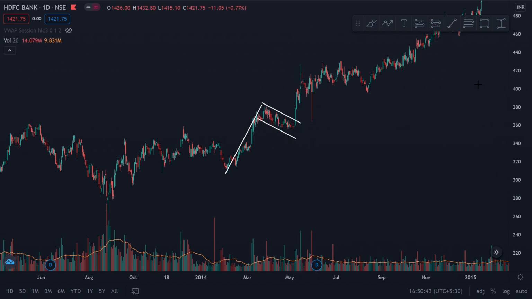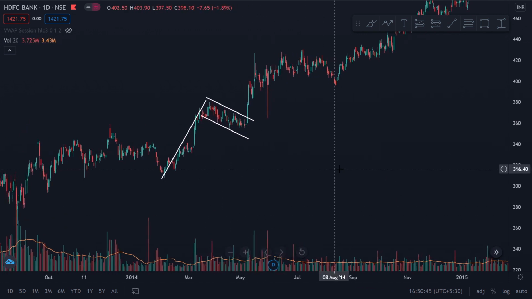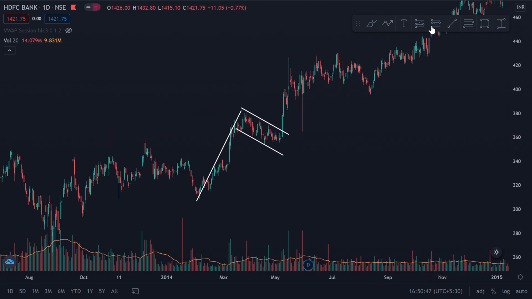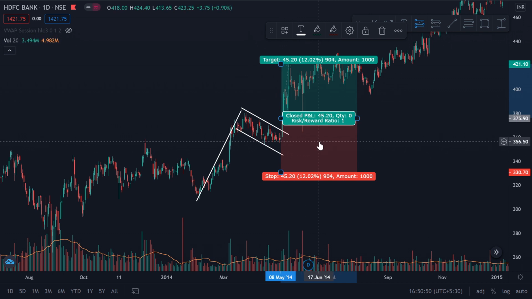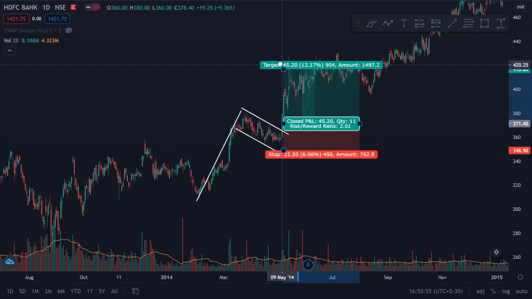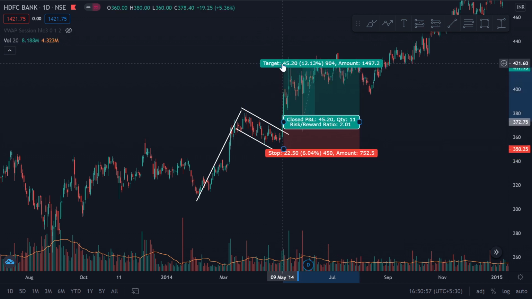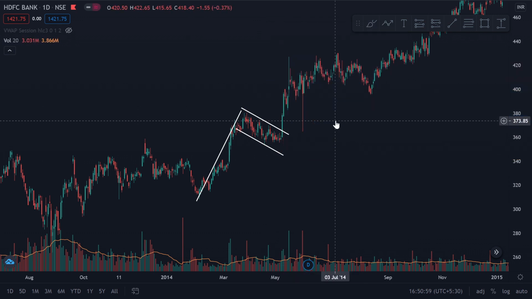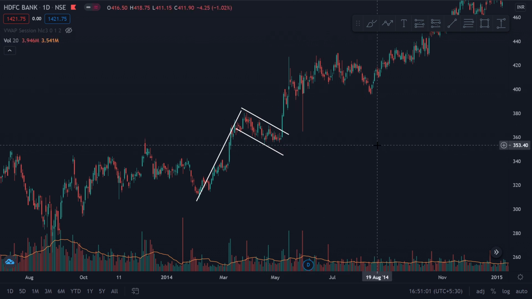Now where would your stop loss be for this? As I told you, below the lows. Now if you buy on the breakout, your stop loss would be below these lows, previous lows which you formed, and targets could be anywhere between 1 is to 1.5 or so, right? So this was one pattern.